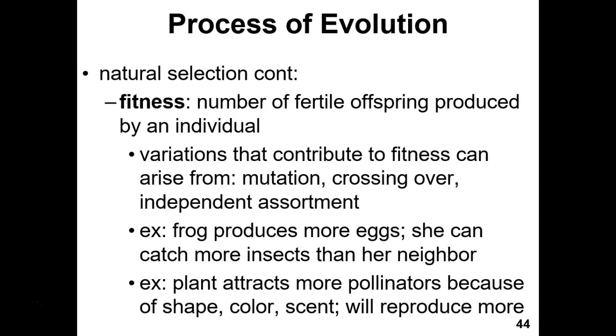So fitness can arise from mutations. You have variations within genes that can increase or decrease fitness, which would be from mutations that occur, from crossing over and independent assortment, which are two of the important functions that occur during meiosis to produce unique organisms or unique offspring.